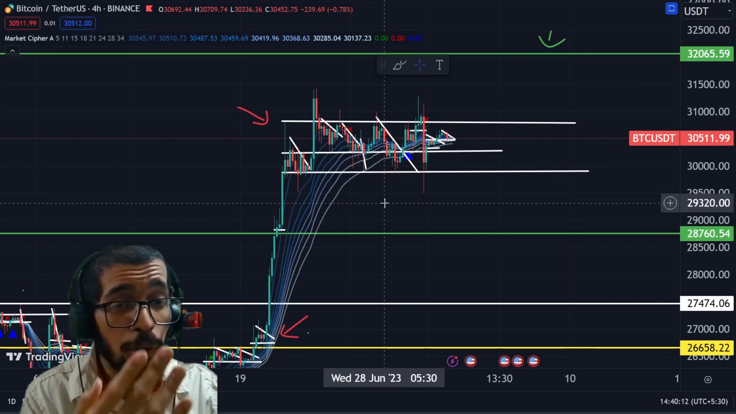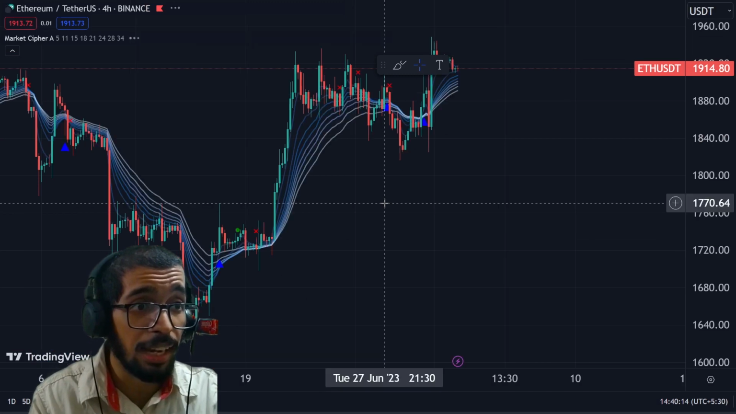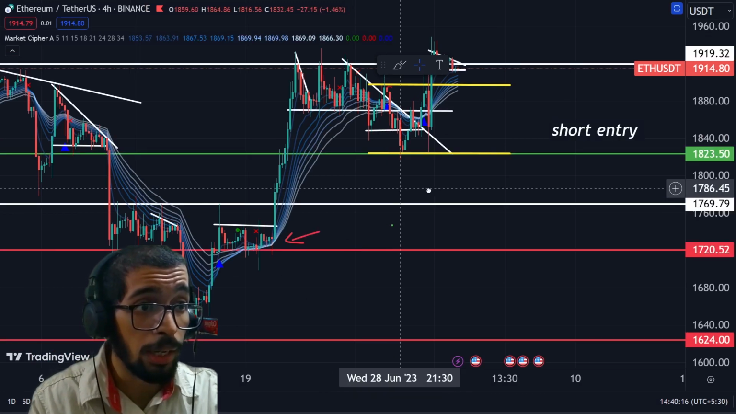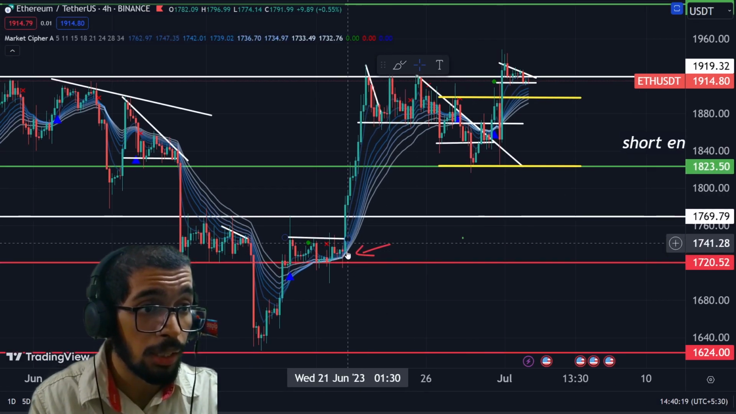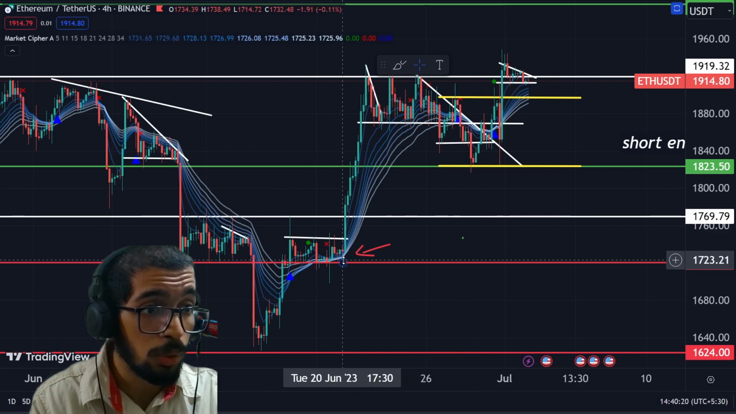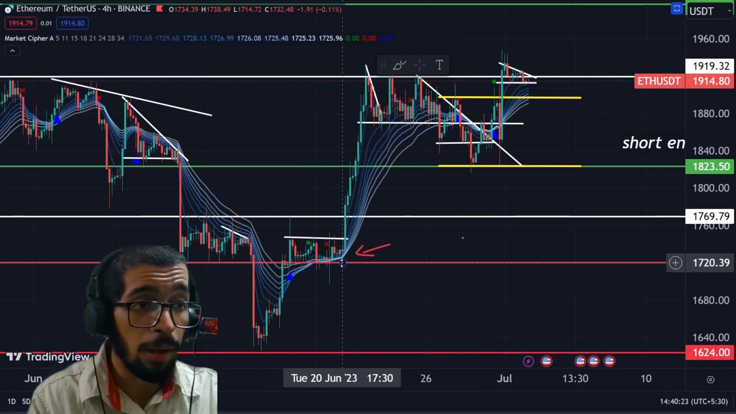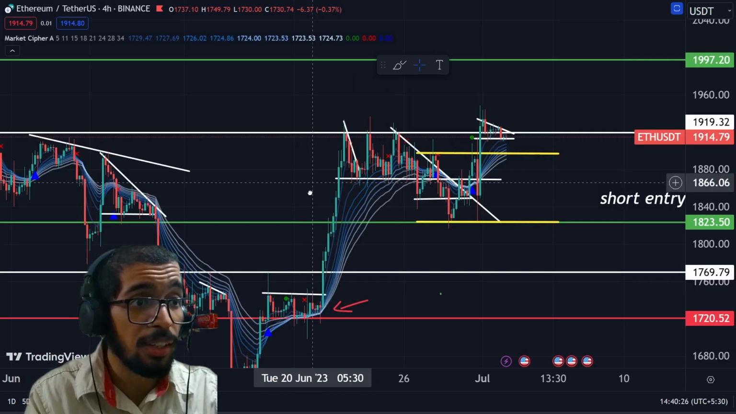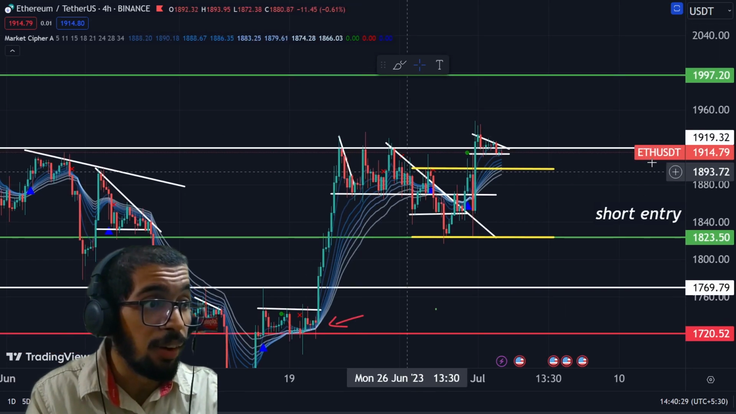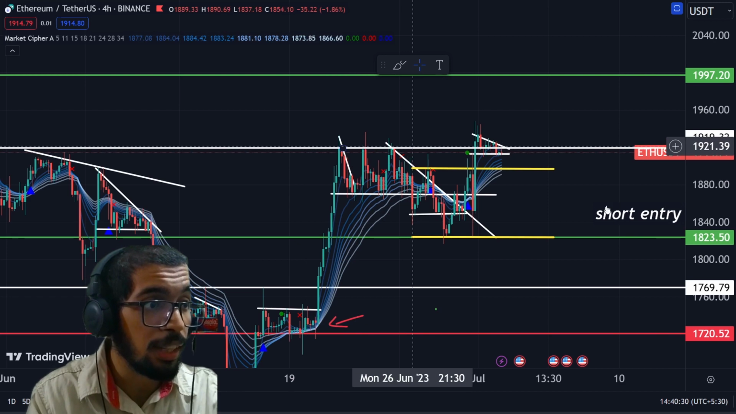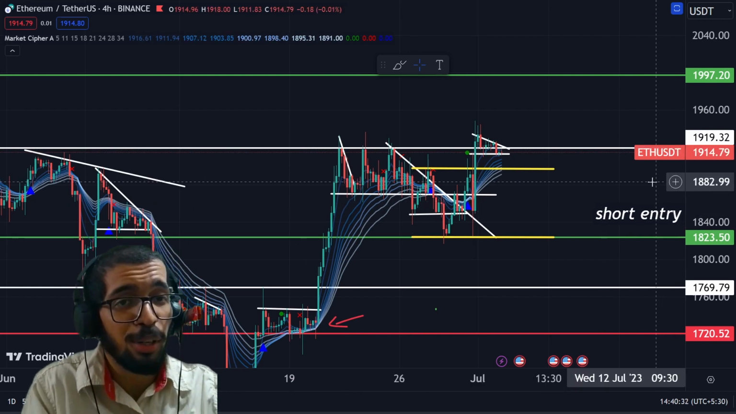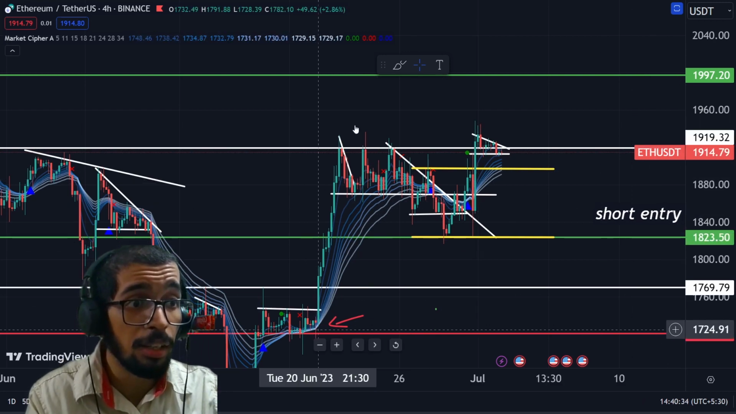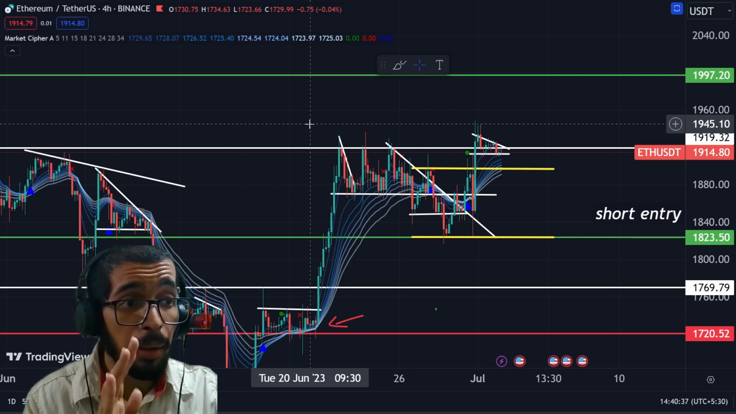Now let's go into the Ethereum chart and see exactly what it did. On 20th June, which is around here, the pump happened, and Ethereum pumped from here to around $1,919.32. So it pumped from here to here. That's a big pump.